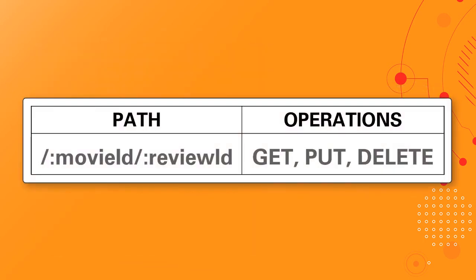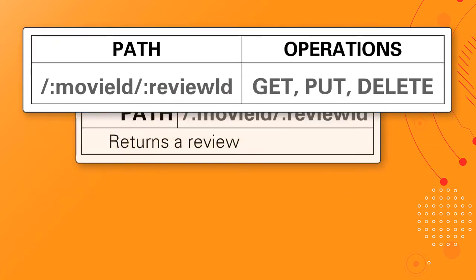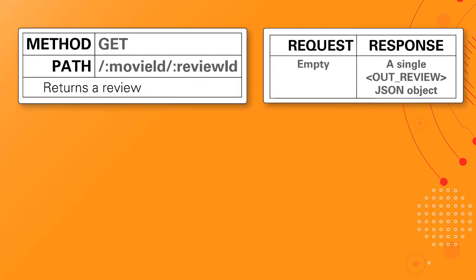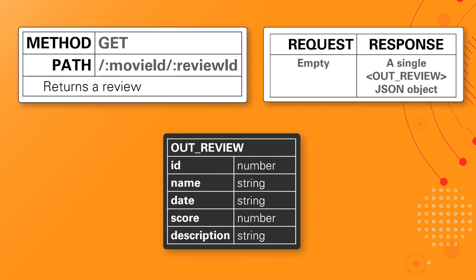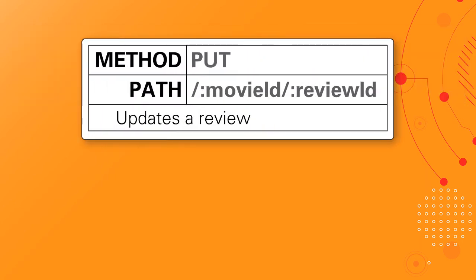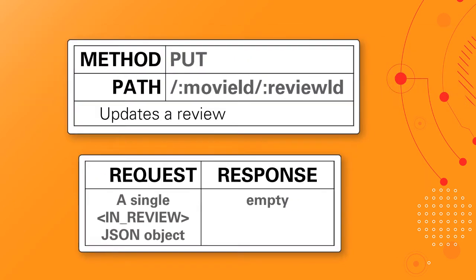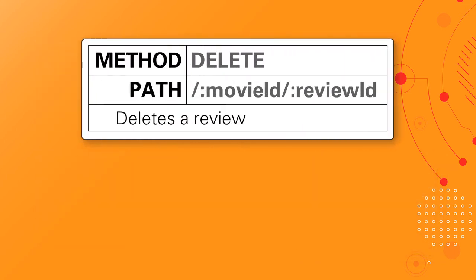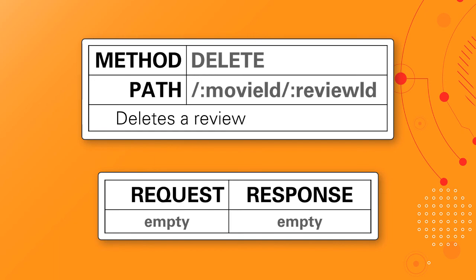And now, the operations for reviews. The GET /movie ID /review ID gets a particular review of a movie. The request is empty, and the response is the review object. The PUT /movie ID /review ID updates a review. The request receives a JSON object with the same properties of a POST on /movie ID, which is a review object. The response is empty. And then, the DELETE deletes a review with empty request and response.